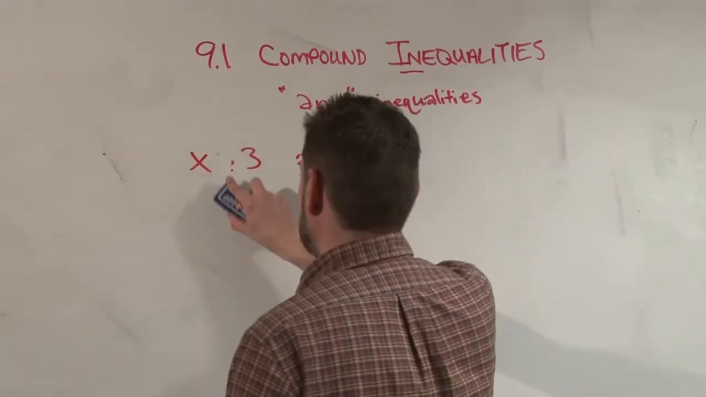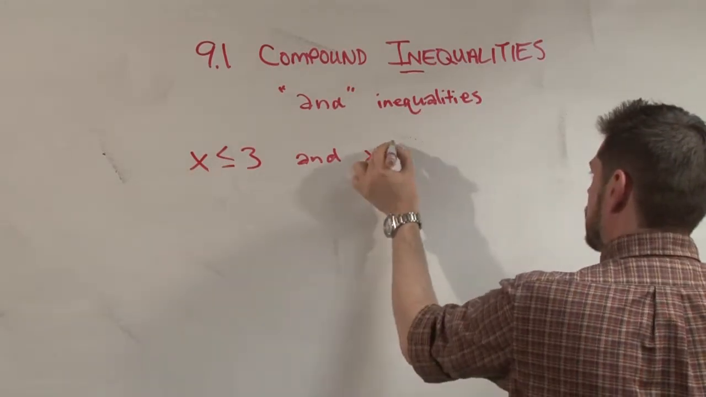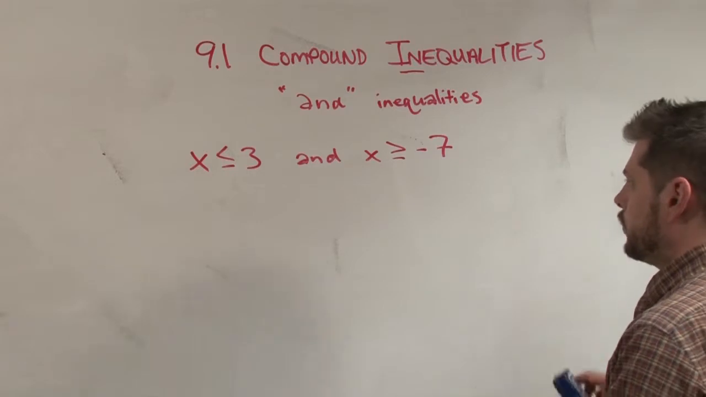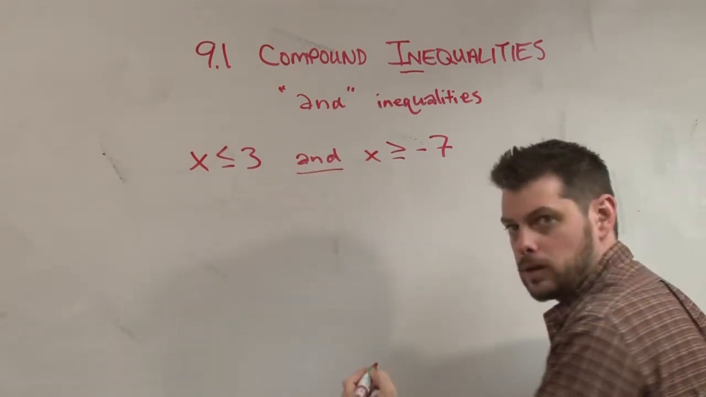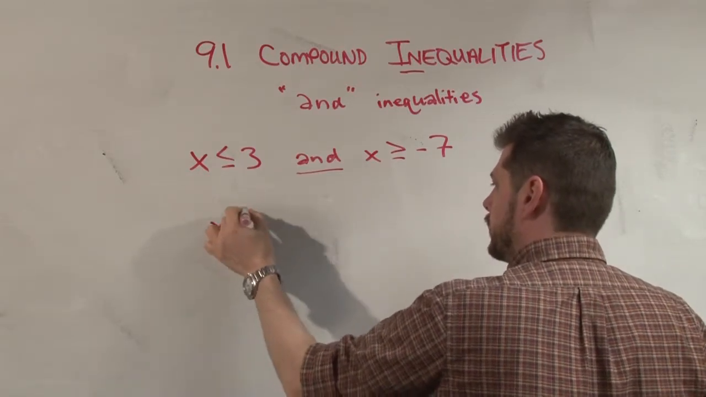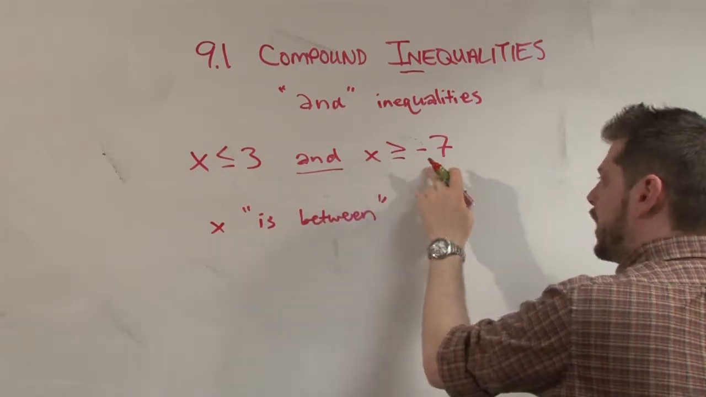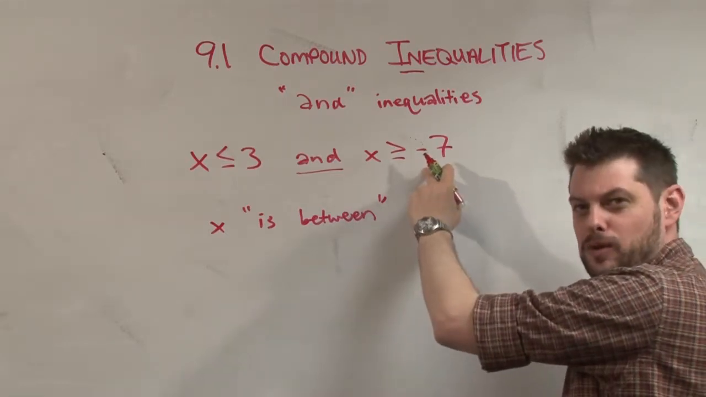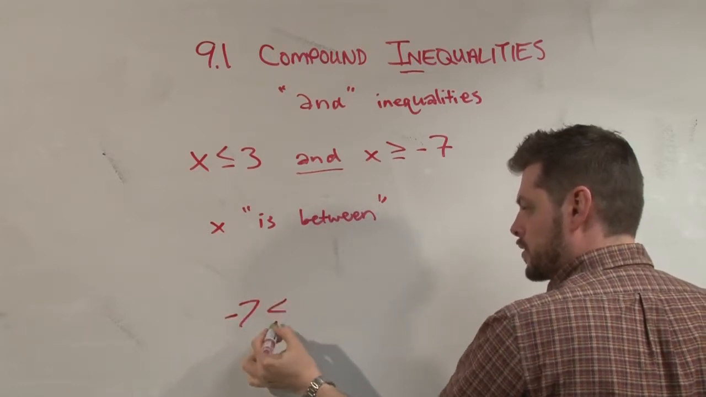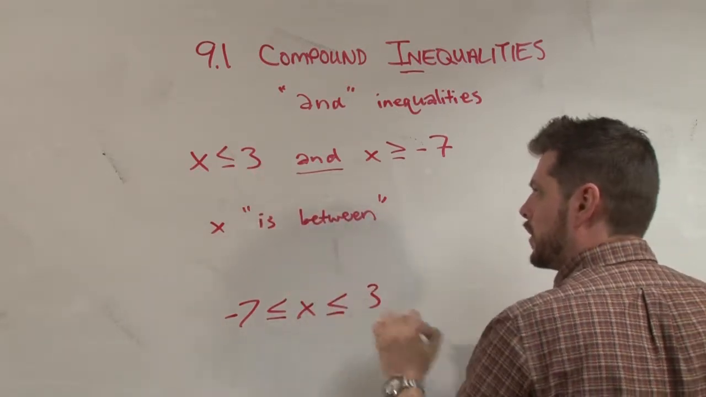I think it's x is less than or equal to 3, and x is greater than or equal to -7. That's what we had. Because it's an AND inequality, we can rewrite it with just one x. So we say x is between our two numbers. We start with the lowest number, -7. That number is going to be lower than x, and x is also going to be lower than our number here.